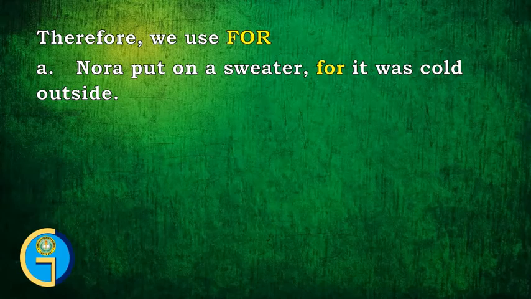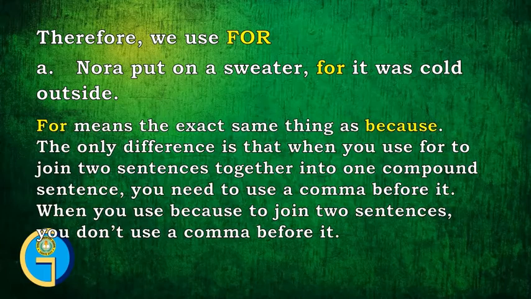For means exactly the same thing as because. The only difference is that when you use for to join two sentences together into one compound sentence, you need to use a comma before it. When you use because to join two sentences, you don't use a comma before it. Always remember that. Next example.